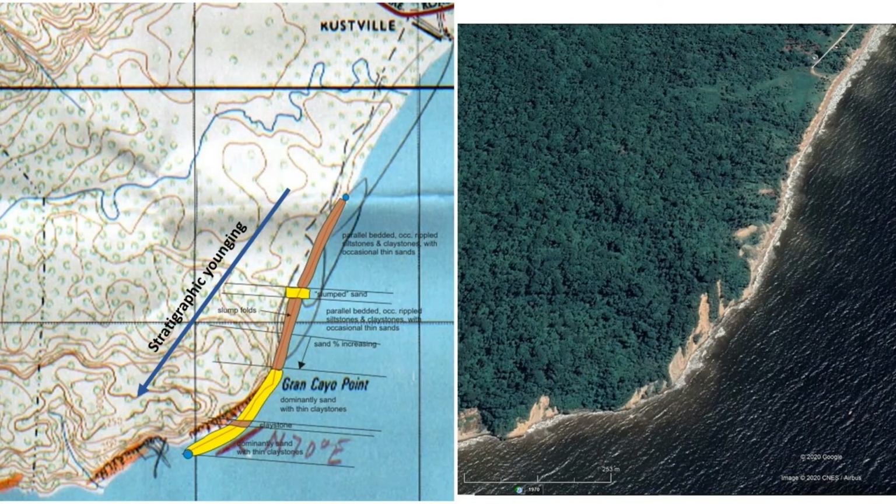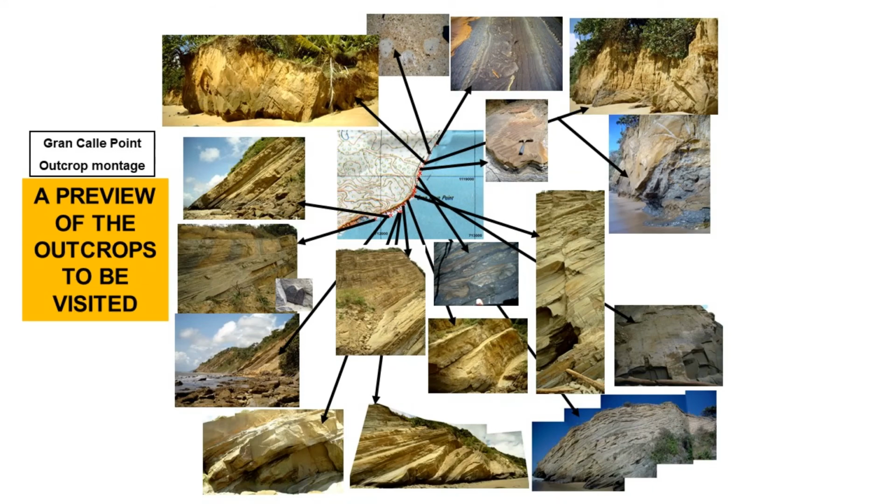The topographic map shows the location of the outcrops, which begin with a claystone-dominated St Hillaire section, which courses upward into the Trinity Hill sandstones seen at Gran Calle Point. The Google Earth image illustrates what these outcrops look like from above. The Gran Calle Point outcrop montage gives us a preview of outcrops that will be visited in subsequent parts of this trip.